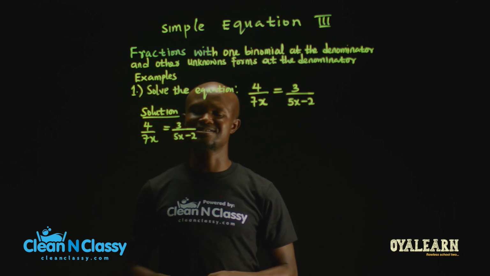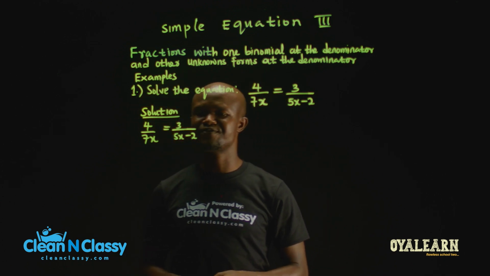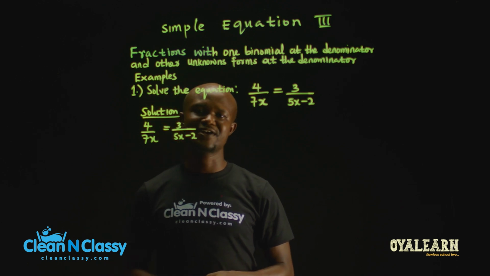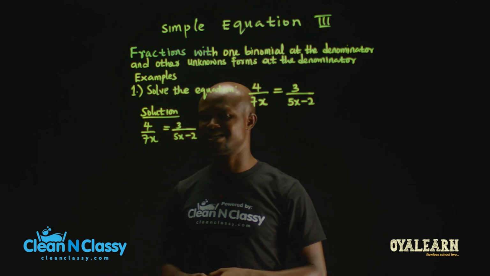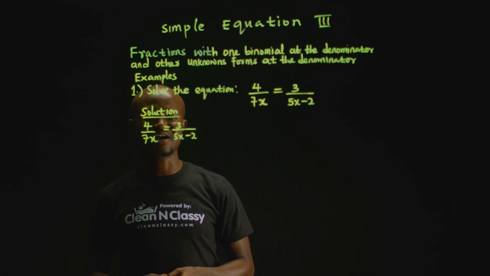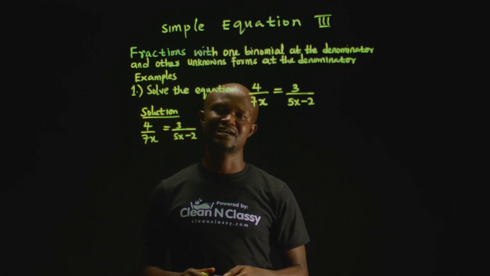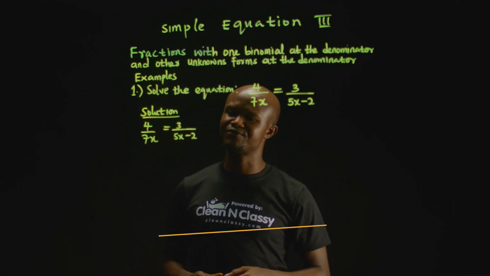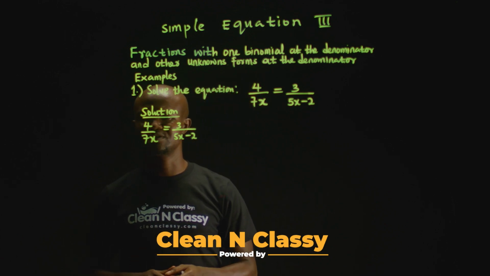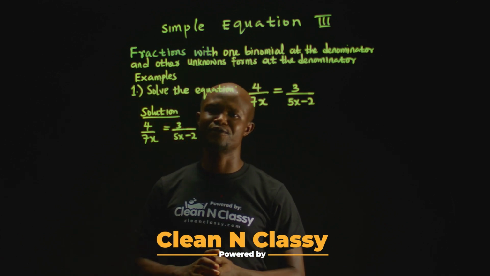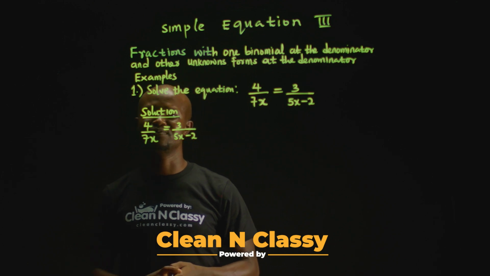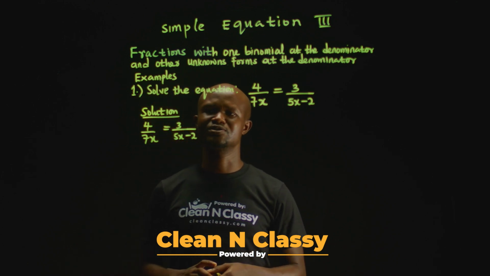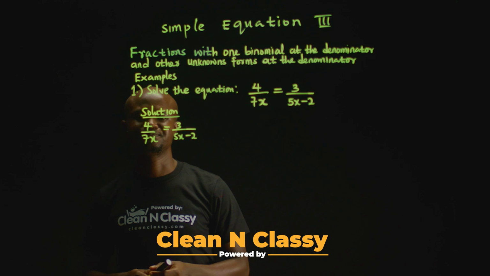But at the right hand side we have 3 divided by 5x minus 2. 5x minus 2 as a denominator is an example of a binomial expression. So now we have a binomial expression and another form of expression that is not a binomial expression at the denominators. Let's solve the problem.